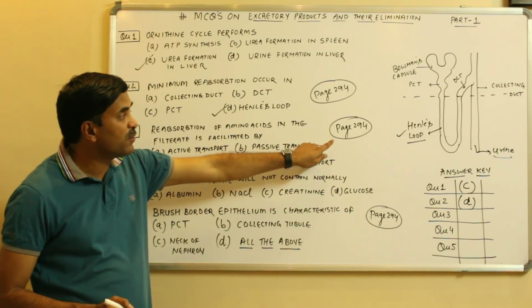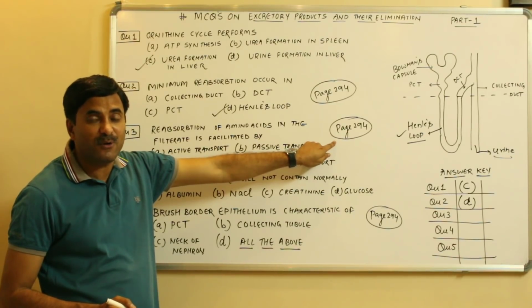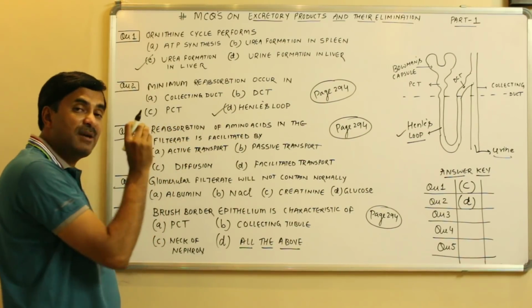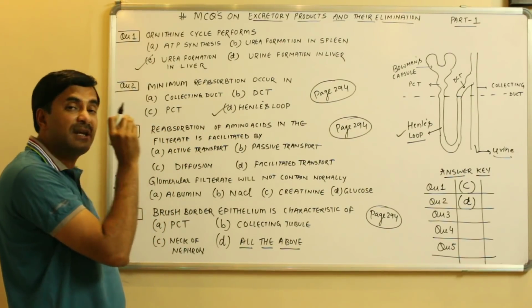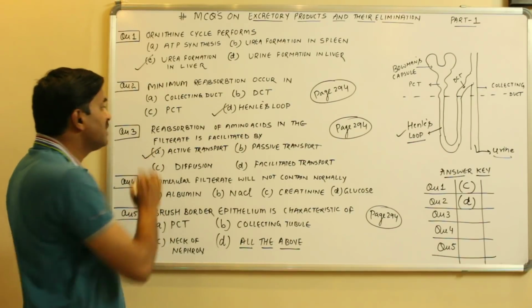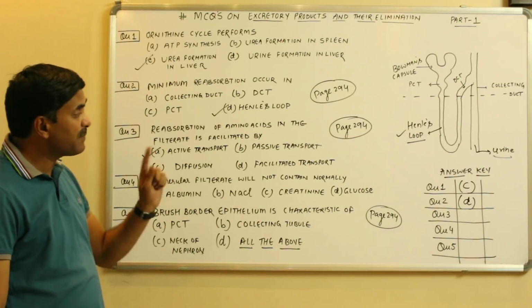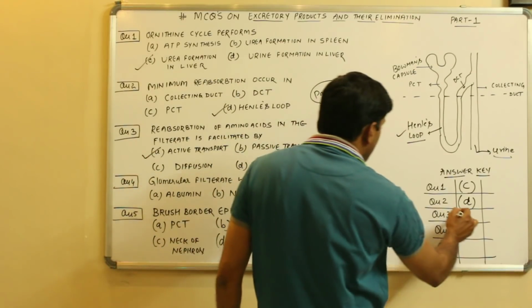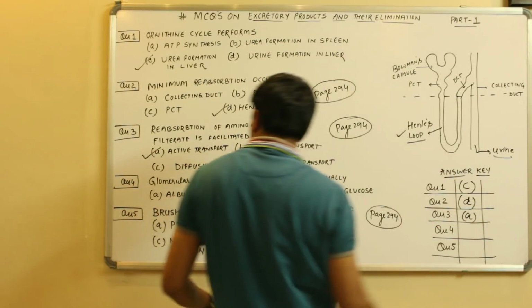If you concentrate on page number 294 of the NCERT, you will be able to see that it is clearly mentioned that reabsorption of the amino acids in the nephric filtrate is facilitated by active transport. It doesn't happen by passive transport, it occurs by active transport. So question number 3 is having the answer A.